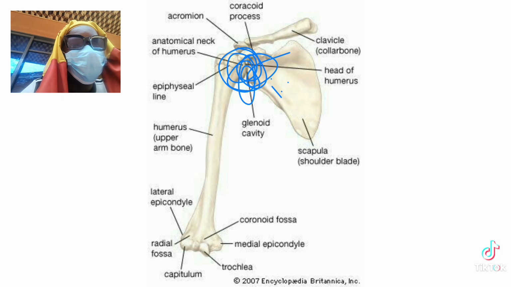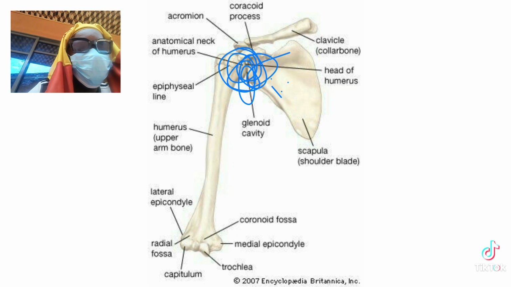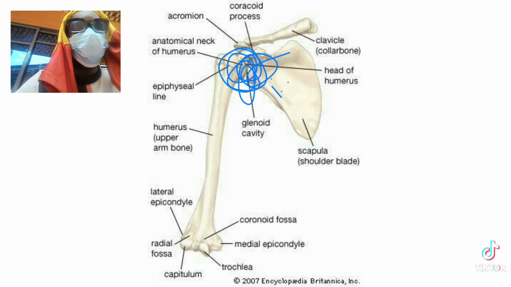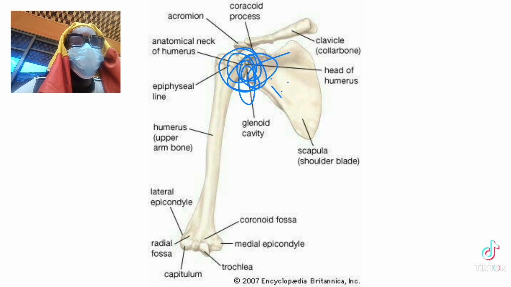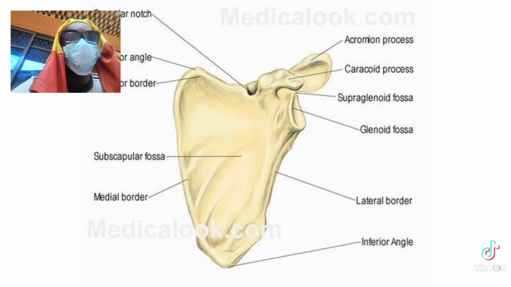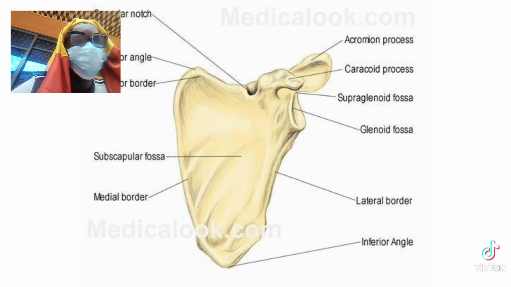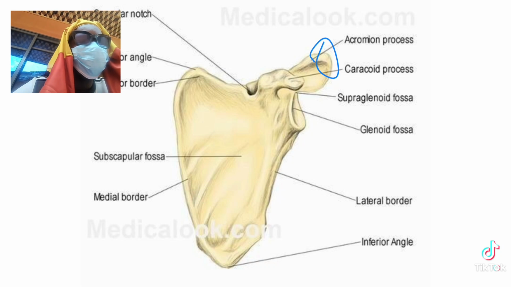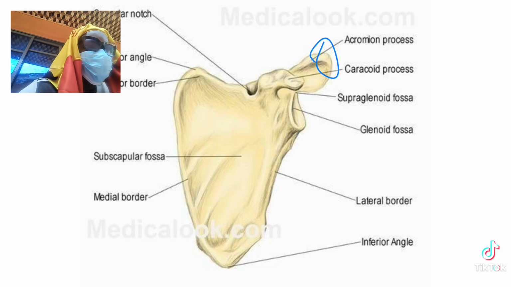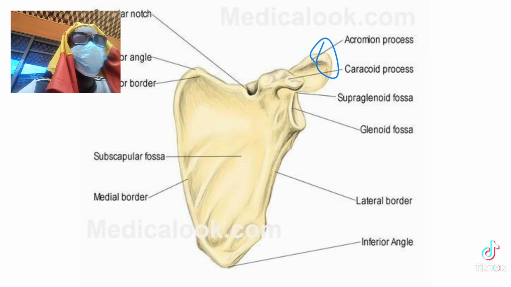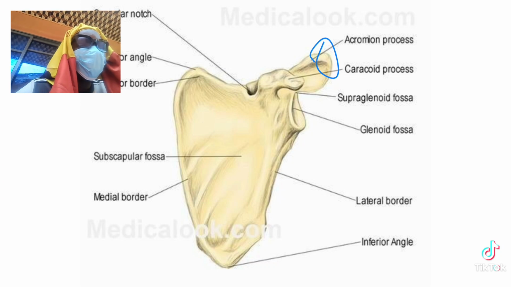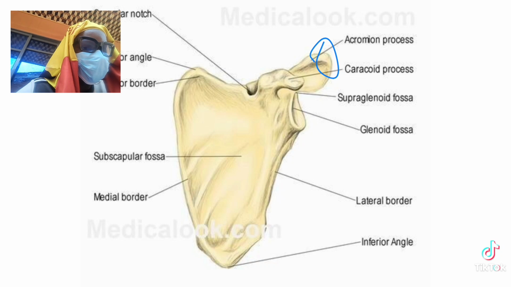Now this is the scapula, as you can see. What is this thing? This is the acromion process, and they may ask you what articulates at that acromion process. The answer is the clavicle. It articulates there.